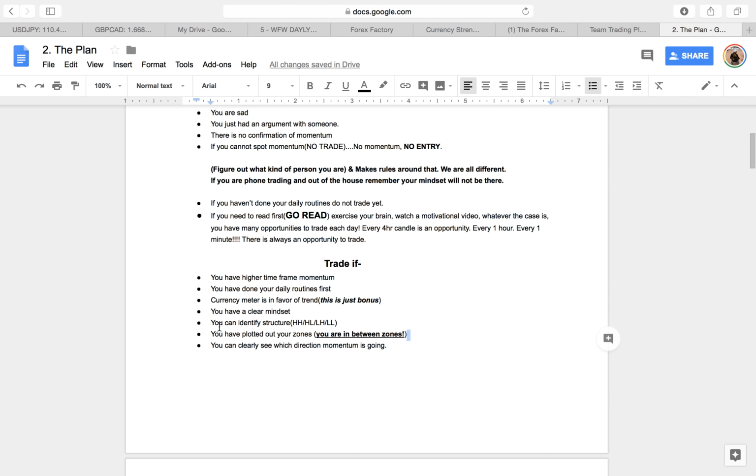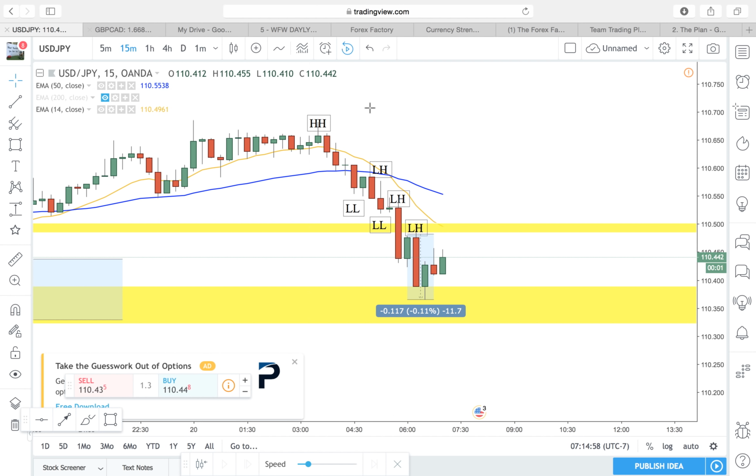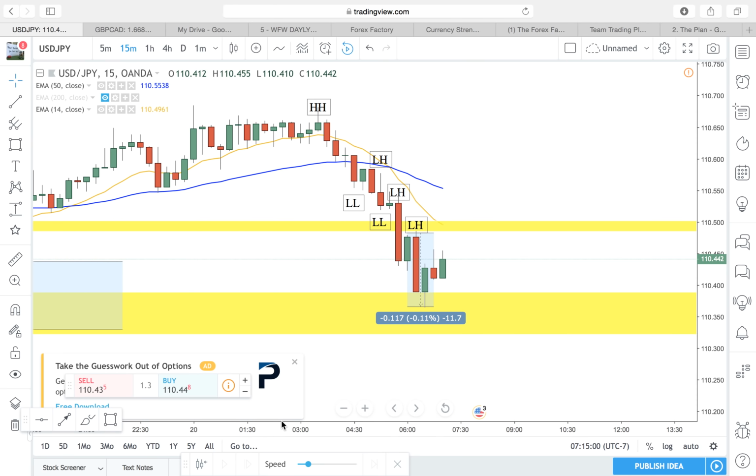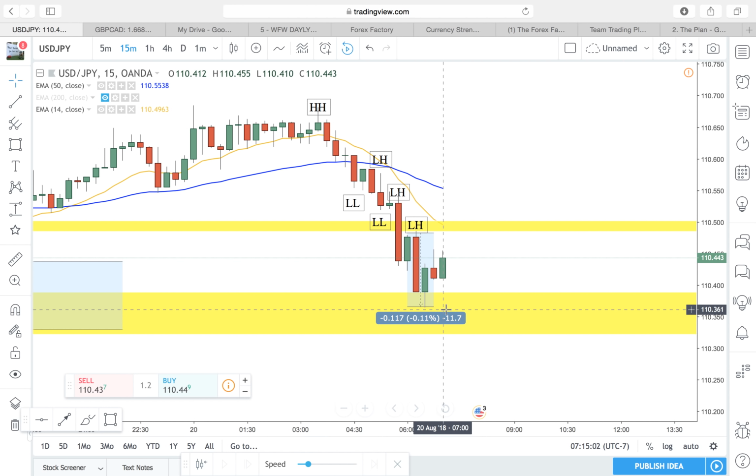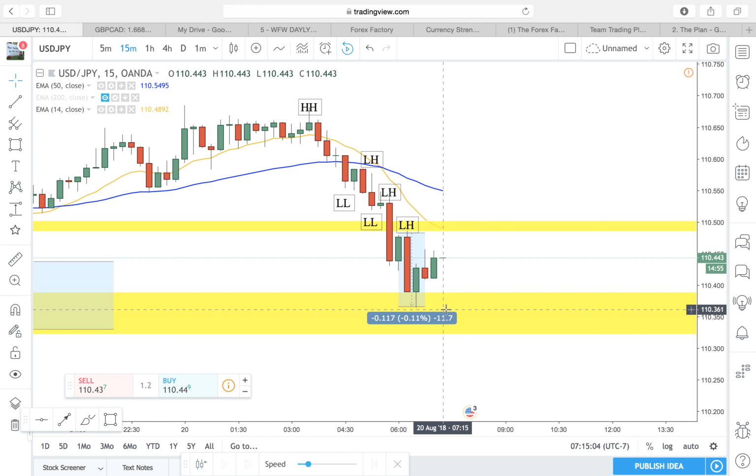You can identify structure. We are able to identify structure. You plotted out your zones and your in-between zones. That is our formula for scalping. Scalping to swing. Sometimes it just keeps going more.